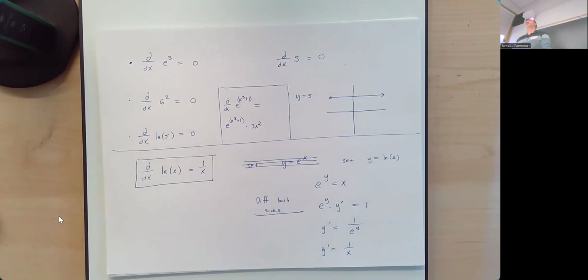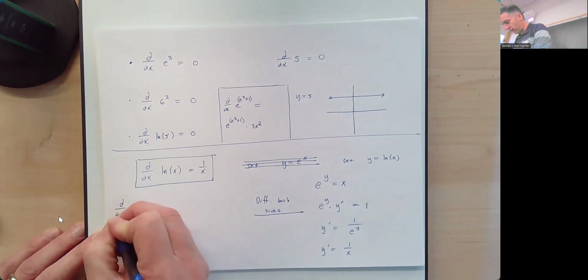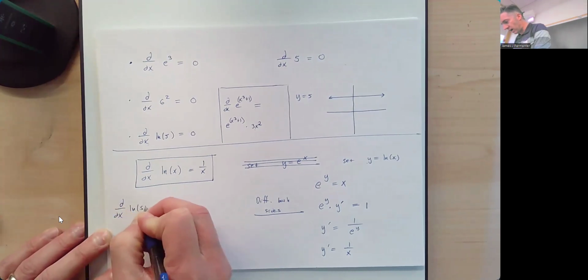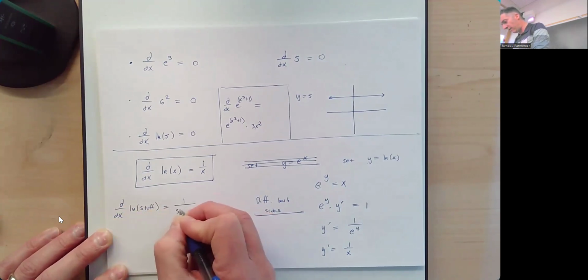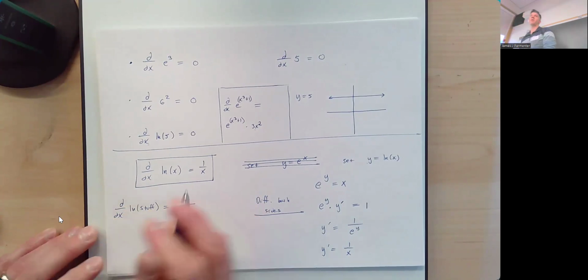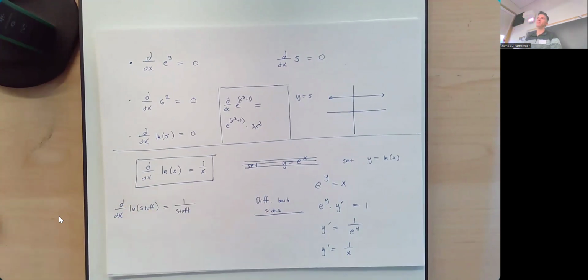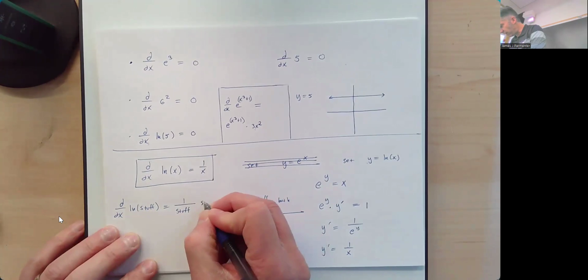As soon as you learn a new rule for differentiation, you should automatically expand it to the chain rule version, or generality, of that rule. So the derivative of the natural log of x is 1 over x. And you know me, I'm going to say the derivative of the natural log of some stuff is 1 over the stuff. And then what do I have to multiply by? Every time? The derivative of the stuff. Every time.